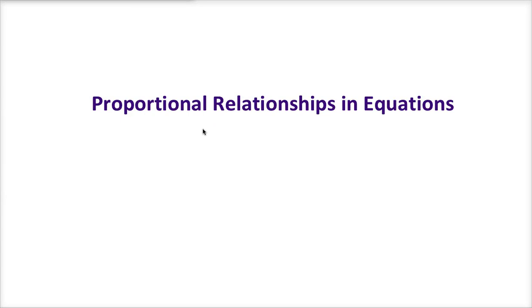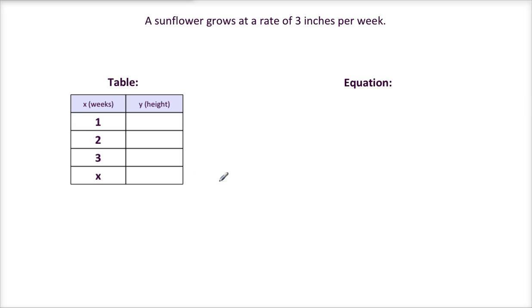You should be familiar with proportional relationships in graphs and in tables. Now we're going to look at what they look like a little bit more when they are written in equations. Here's our first example. A sunflower grows at a rate of 3 inches per week. Now notice it says 3 inches per week, so that's a unit rate.